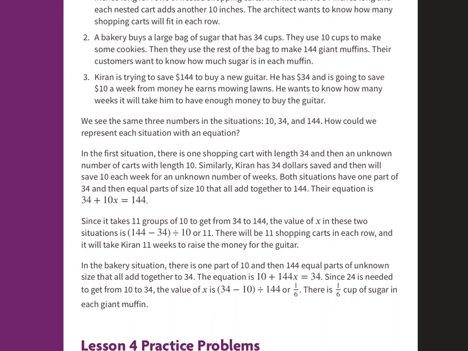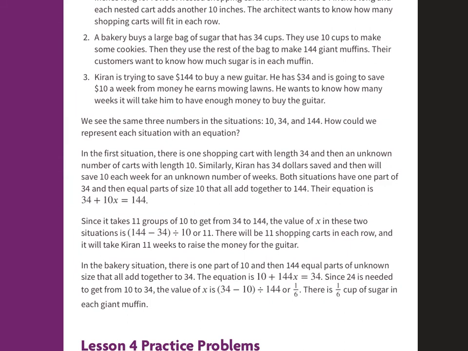A bakery buys a large bag of sugar that has 34 cups. They use 10 cups to make some cookies, then they use the rest to make 144 giant muffins. Their customers want to know how much sugar is in each muffin. And Kieran is trying to save $144 to buy a new guitar. He has $34 and is going to save $10 a week from the money he earns mowing lawns. He wants to know how many weeks it will take him to have enough money to buy the guitar. We see that the same 3 numbers in each situation are 10, 34, and 144. How could we represent each situation with an equation?